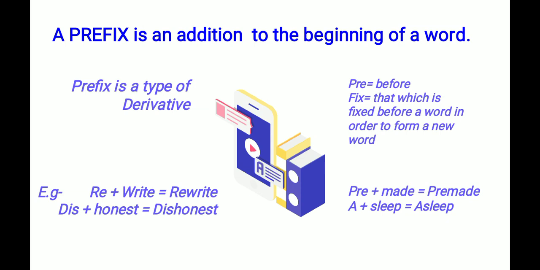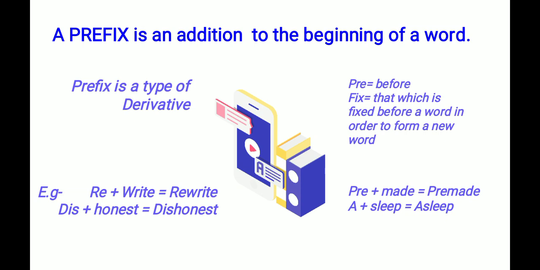In primary derivative, we add two nouns, and in secondary derivative we add something to the starting of the word or at the end of any word to form a new word. That is called secondary derivative, and prefix is a secondary derivative. That means we add in the beginning of a word to form a new word. For example, re, and the root word is write. I have added re to write, and a new word is formed, that is rewrite.